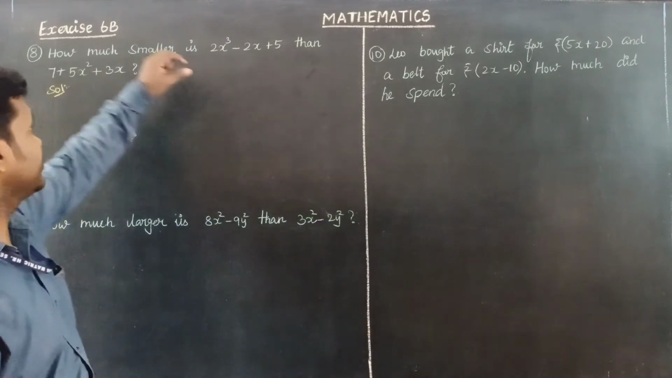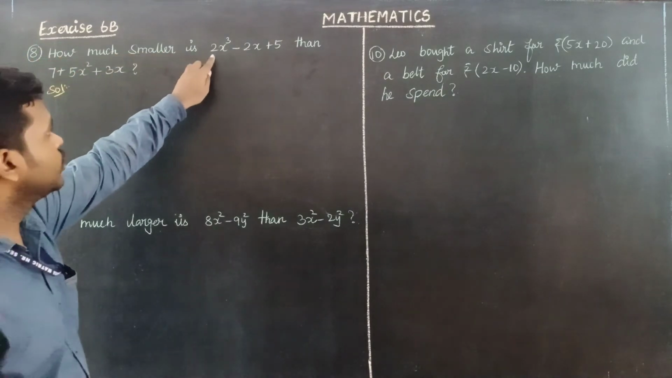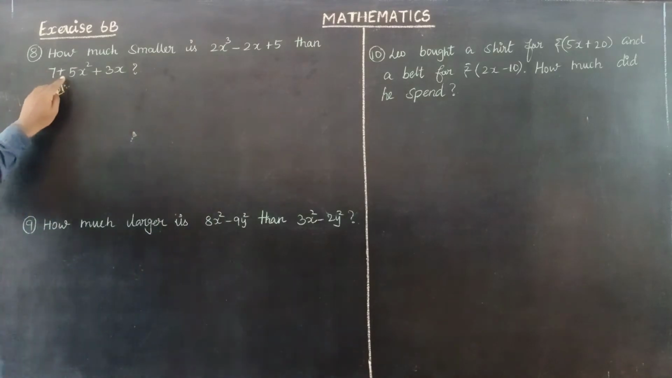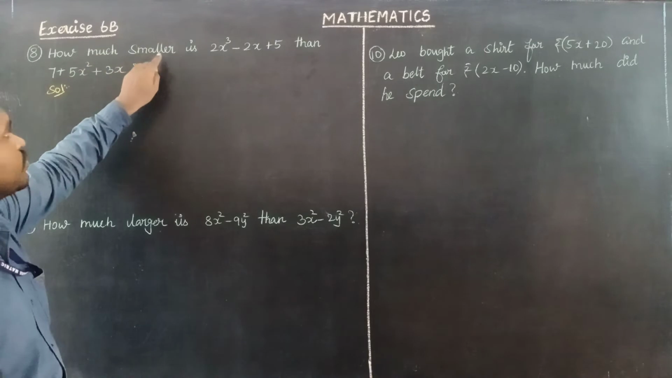So next, exercise 6B, the 8th question. How much smaller is 2x cube minus 2x plus 5 than 7 plus 5x square plus 3x? So the question is, how much smaller?